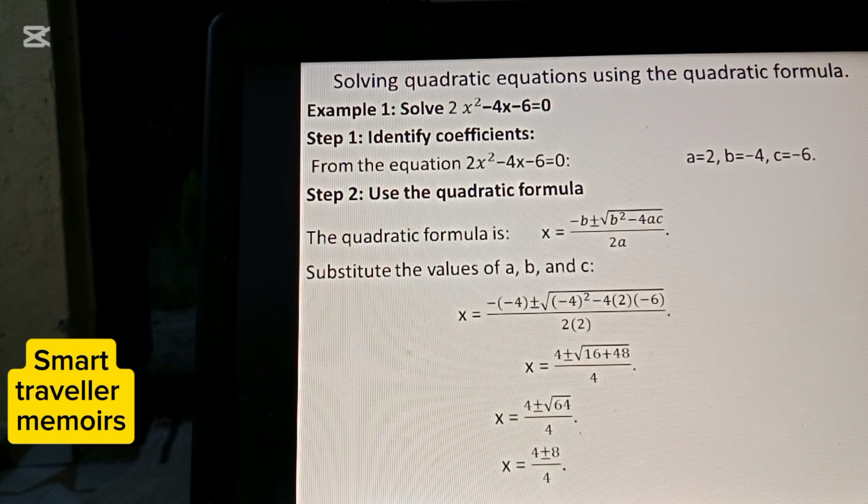Solve 2x squared minus 4x minus 6 equals 0. The first thing is you identify the coefficients: a is 2, b is negative 4, and c is negative 6. Step 2, you use the formula by substituting the values of a, b, and c. When you do that, you end up with x equals 4 plus or minus 8 over 4.